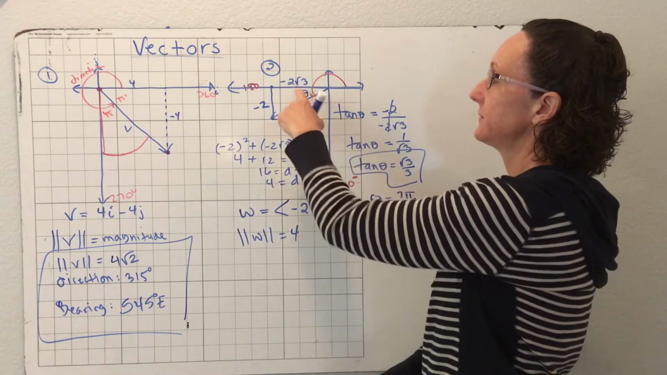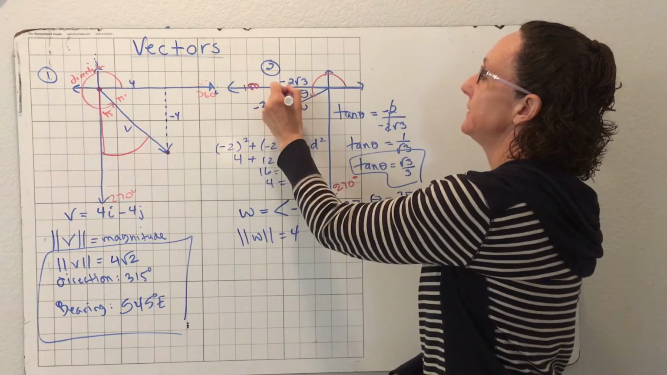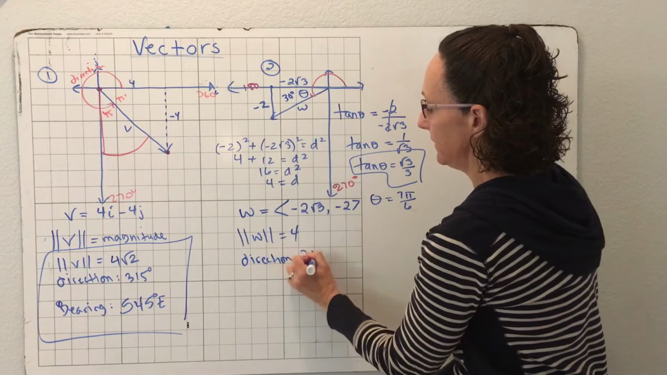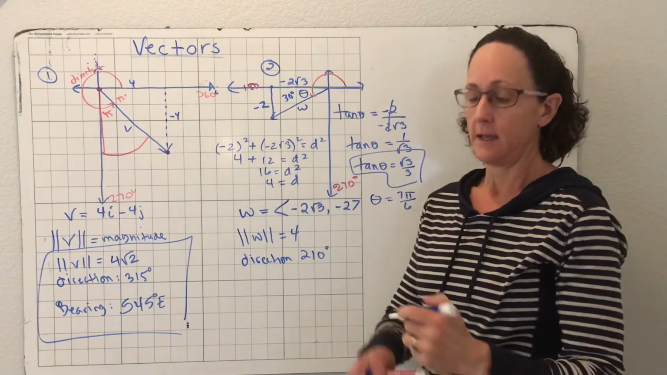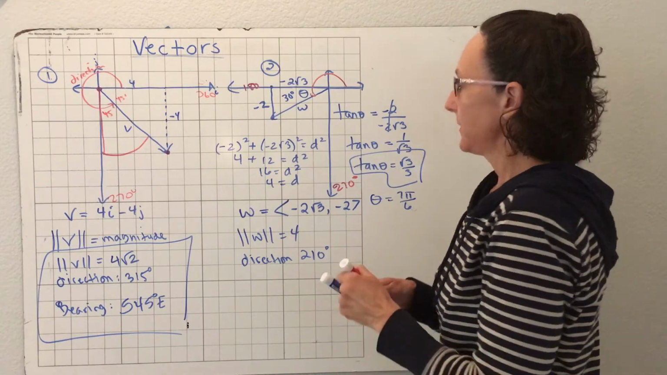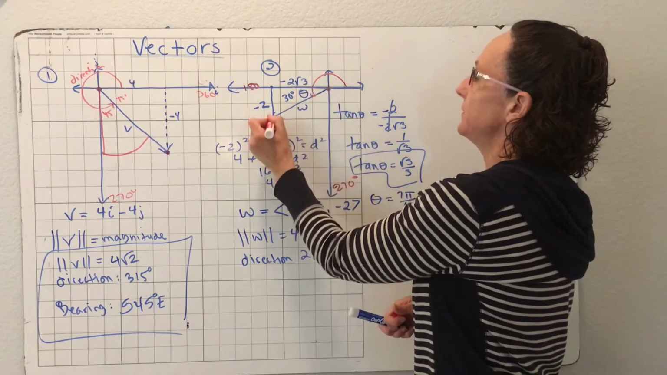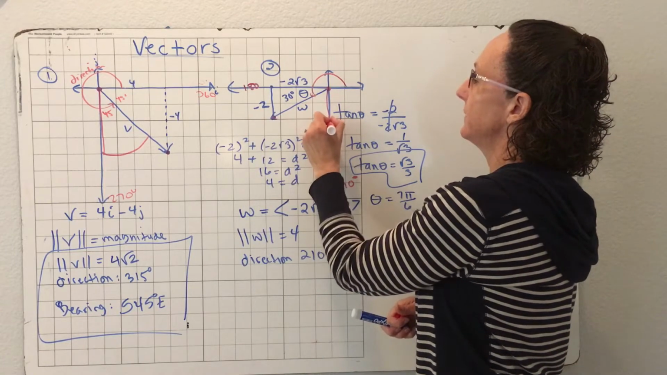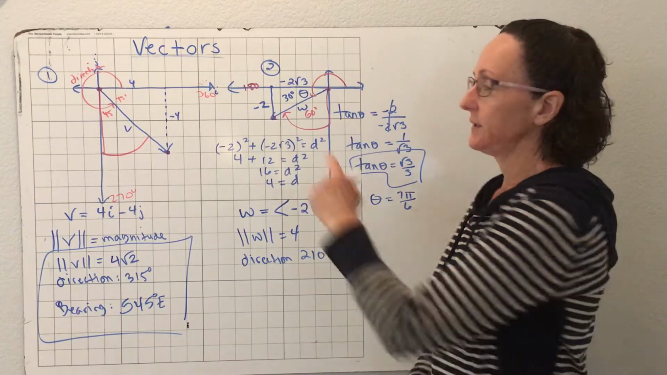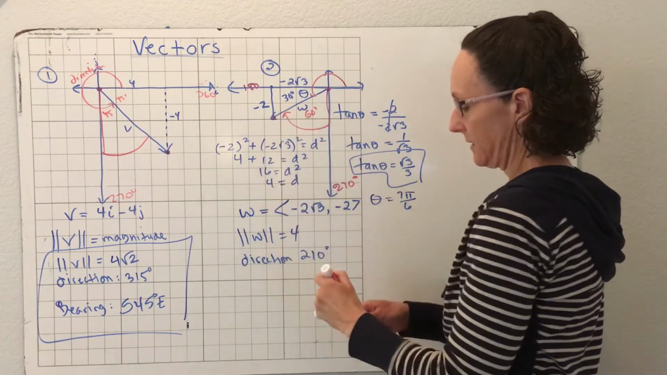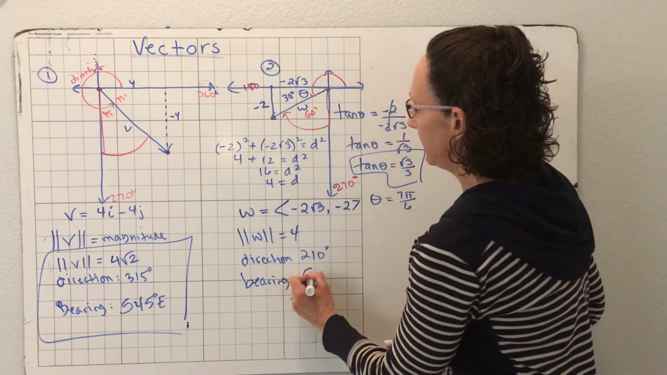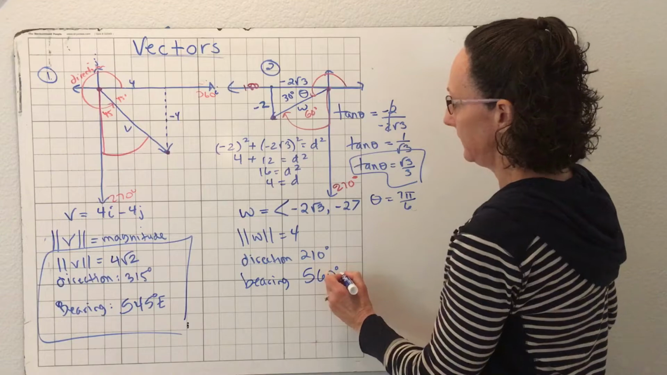So 7 pi over 6 makes this a 30-degree angle, so the direction is 210. Okay? And then the bearing, to get from the origin to the tip of the vector, you go south, and then you go 60 degrees in the west direction. So these two are always going to be complements of each other, okay? So the bearing is south 60 degrees west.